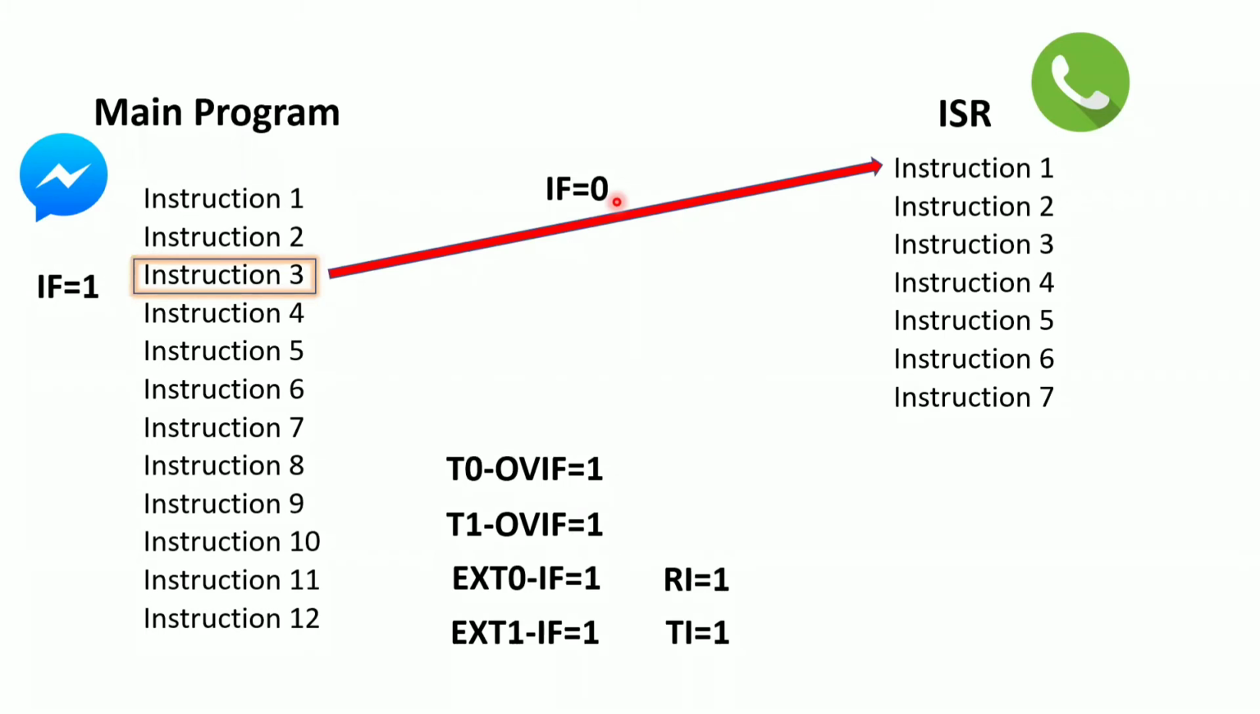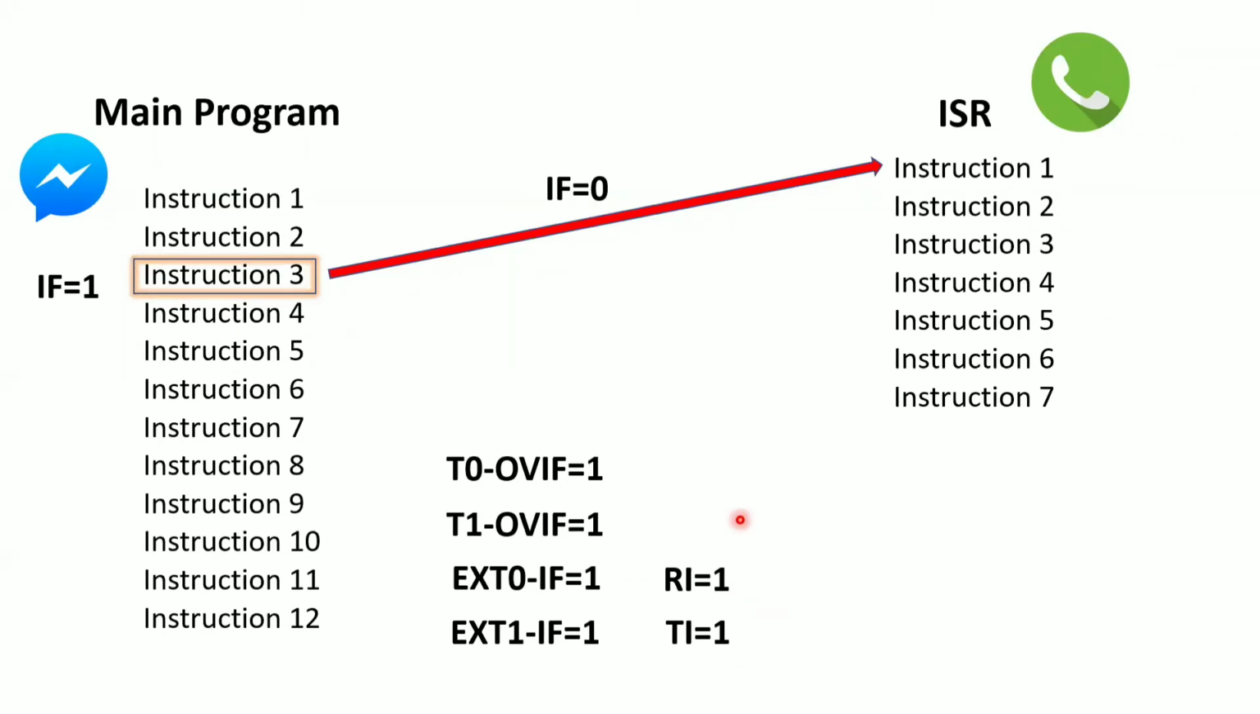And here you remember this: all these four interrupts, which are the timer 0 overflow interrupt, timer 1 overflow interrupt, external interrupt 0 and external interrupt 1, have their interrupt flags cleared automatically by the processor, except the serial port interrupt, which is RI and TI. I will explain later why it is not cleared automatically by the processor.